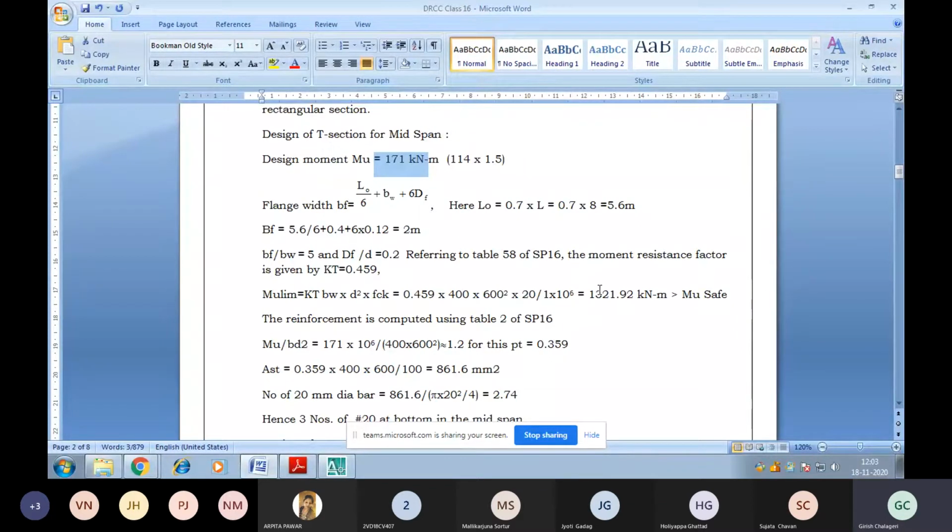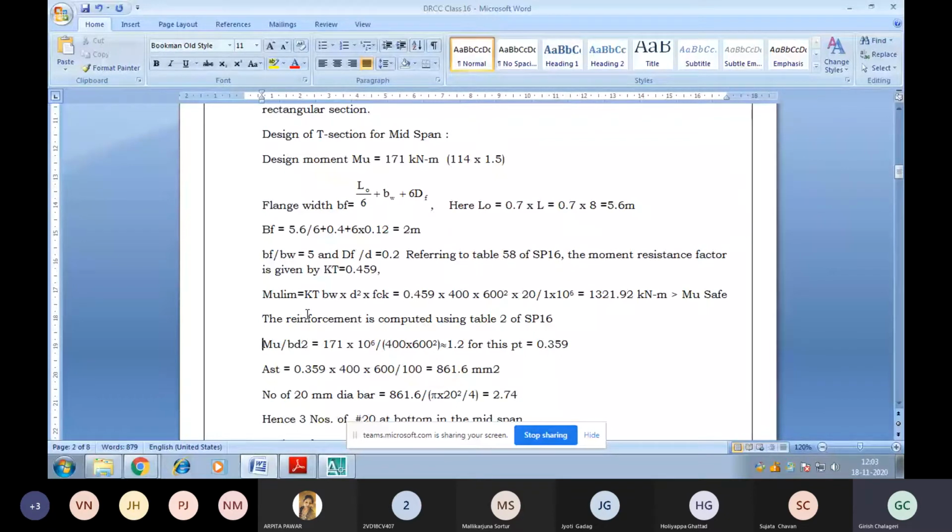To check whether it is singly or doubly, we are using Mu limit with the Mu. So what we did, if you want to know the Mu limit, the formula is given in SP16 table 51. That is, the formula for Mu limit is Mu limit divided by bw into d square into fck. This is equal to some Kt value.